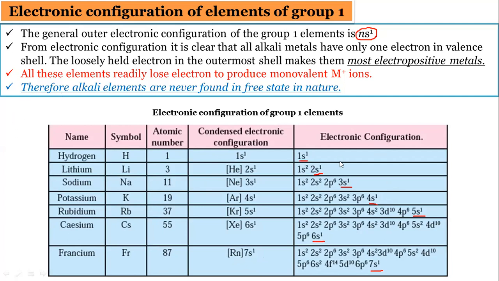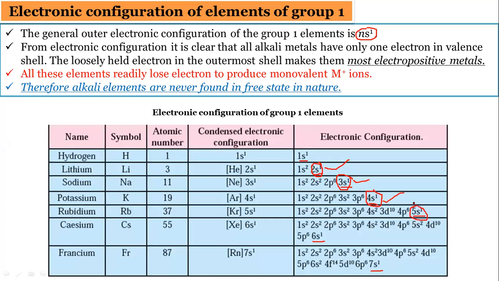From this electronic configuration, one thing is clear: only one electron is present in the valence shell. If this electron is given, then, as in the case of lithium, they become stable. So these group 1 elements easily give away this electron because they want stability. For the stability purpose, they easily donate electrons and form compounds.